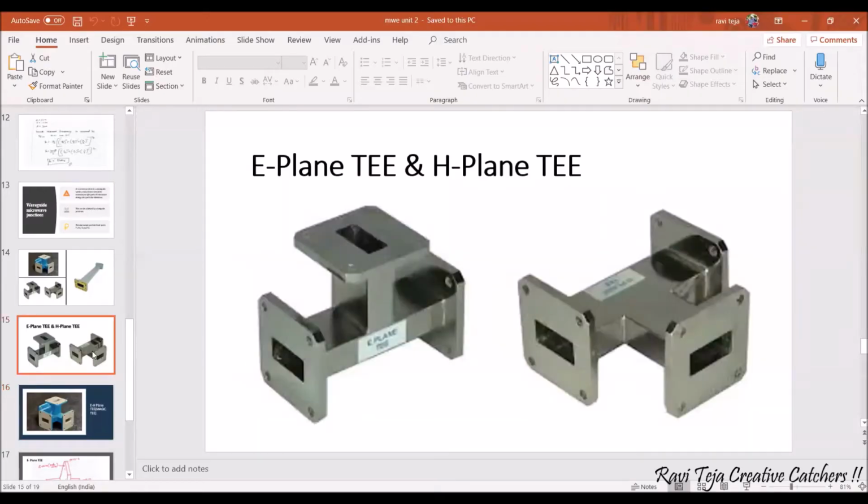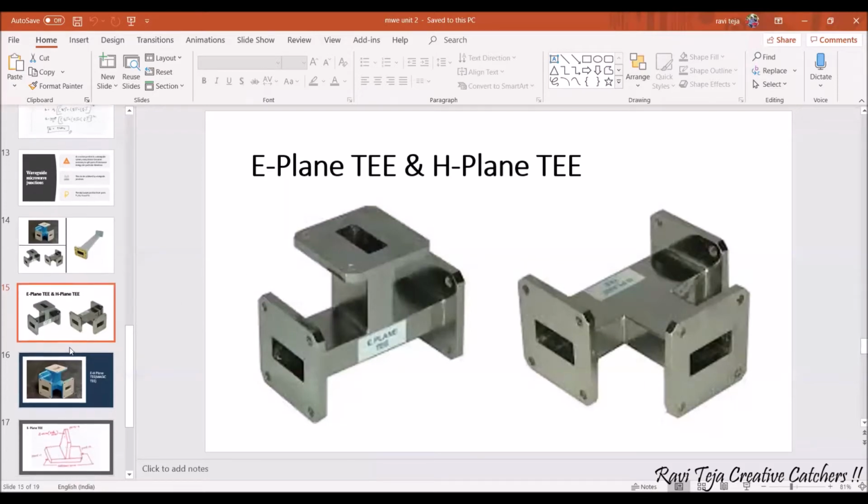The first topic we are going to discuss is the E-plane T. This E-plane T is mostly considered whenever we are transmitting an electromagnetic signal or a microwave signal, mostly when an electric field is traveling through that particular waveguide. See what happens here.